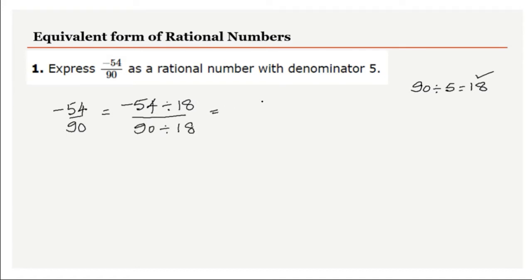We know that 18 times 3 is 54. So we get negative 3 upon 5. So minus 54 upon 90 is same as the rational number minus 3 upon 5. Here the denominator is 5.